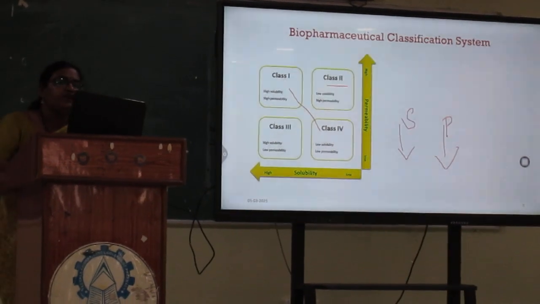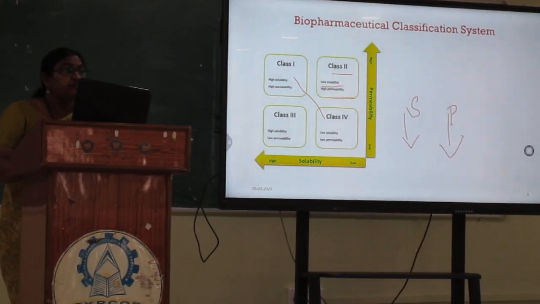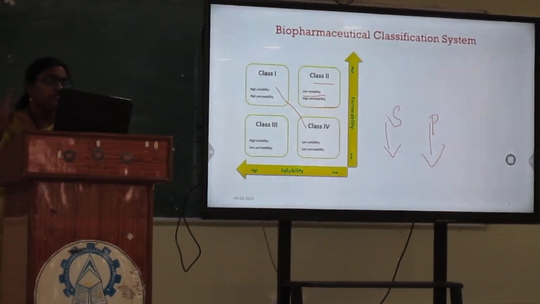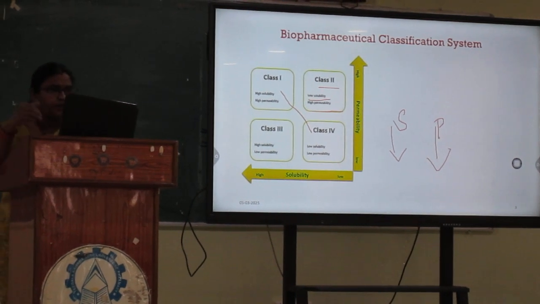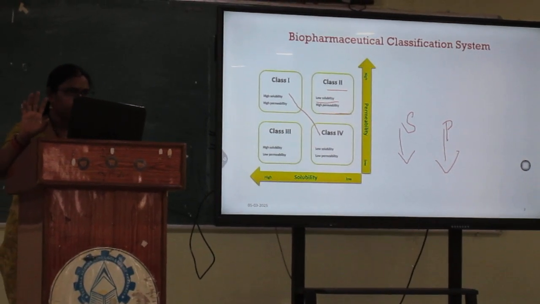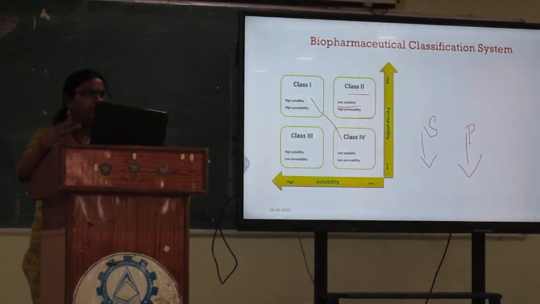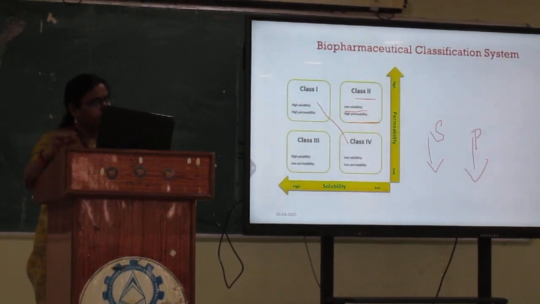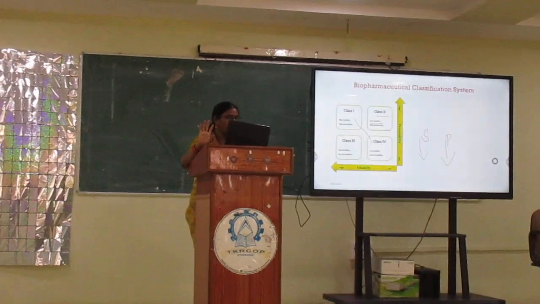Class 2 is where solubility is very less but permeability is very high. Okay? So that means if I address the solubility, I can develop a formulation there. There is no problem with the permeability. If the drug comes across the GIT, it will permeate. So we need to address the solubility issue there.